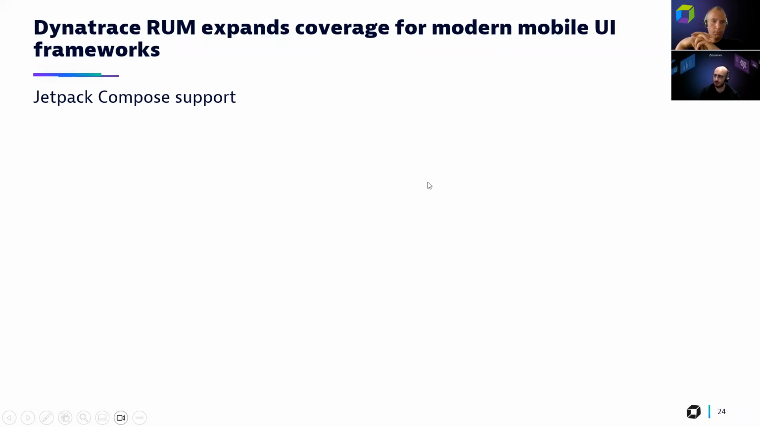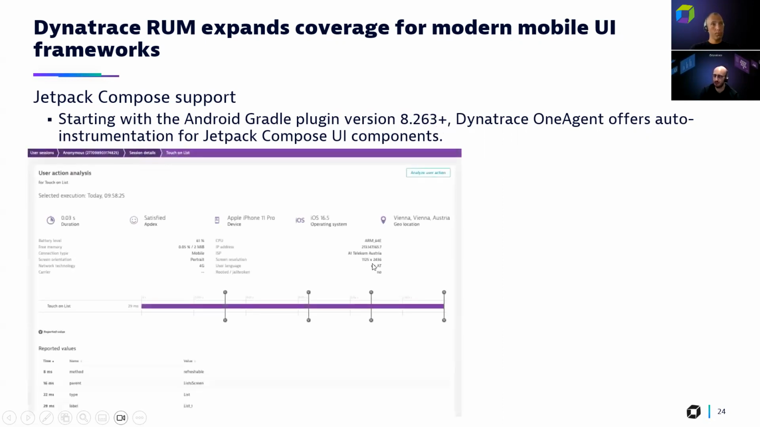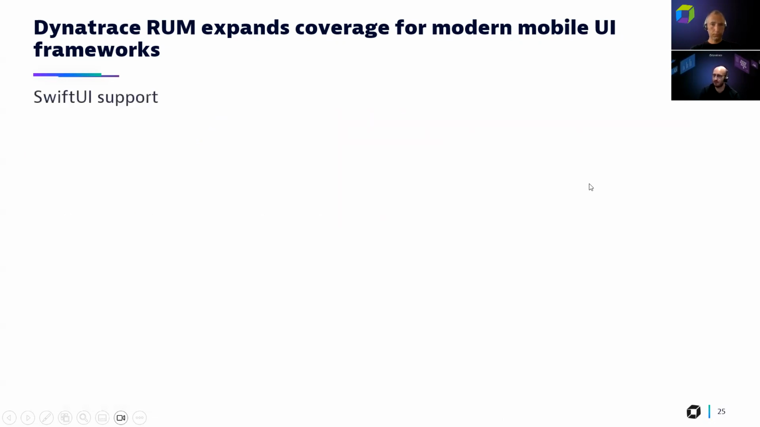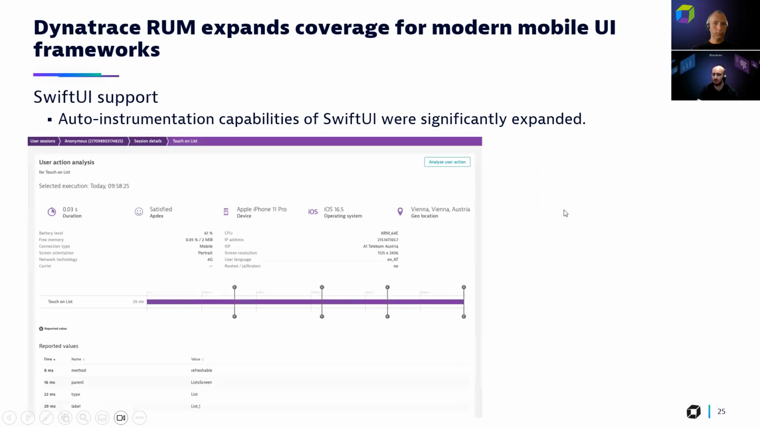Jetpack Compose support is one of them, starting with the Android Gradle plugin version 8.263. We offer auto instrumentation for Jetpack Compose UI components. Here is an example which you will see after you have the implementation, and the same approach, the same coverage that we also have for other frameworks. For example, in this section we have the SwiftUI support, and now the auto instrumentation capabilities of SwiftUI were significantly expanded. Of course, you can read all these details in the blog post.